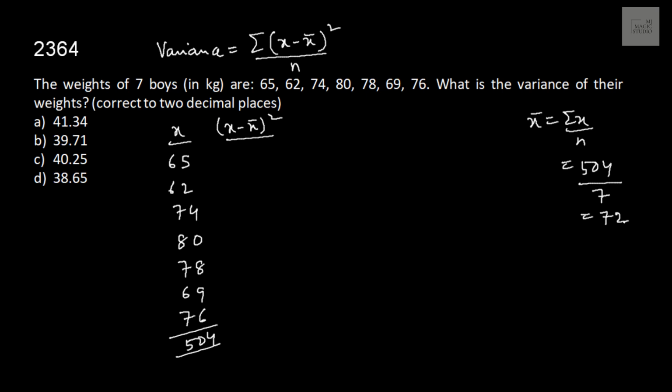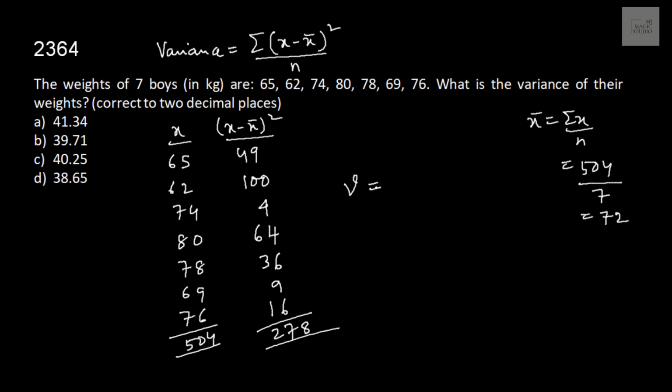65 minus 72 is minus 7. 7 square is 49. 62 minus 72 is minus 10. 10 square is 100. 74 minus 72 is 2. 2 square is 4. 80 minus 72 is 8. 8 square is 64. 78 minus 72 is 6. 6 square 36. 69 minus 72 is minus 3. That square would be 9. 76 minus 72 is 4. That square would be 16. Our job is just to find the sum of this, and that would be 278.